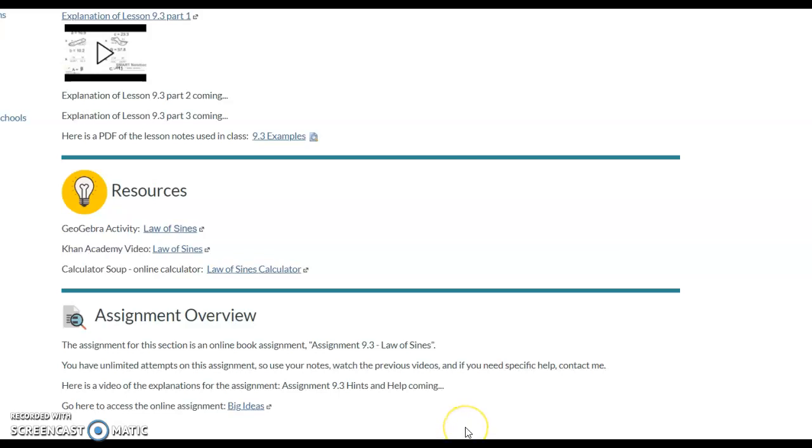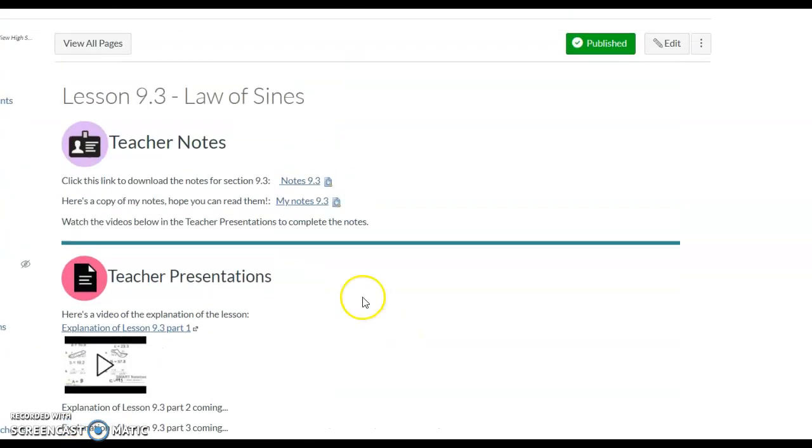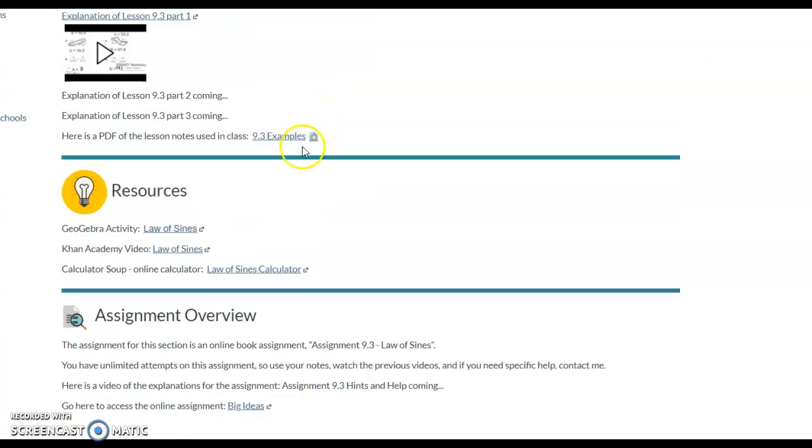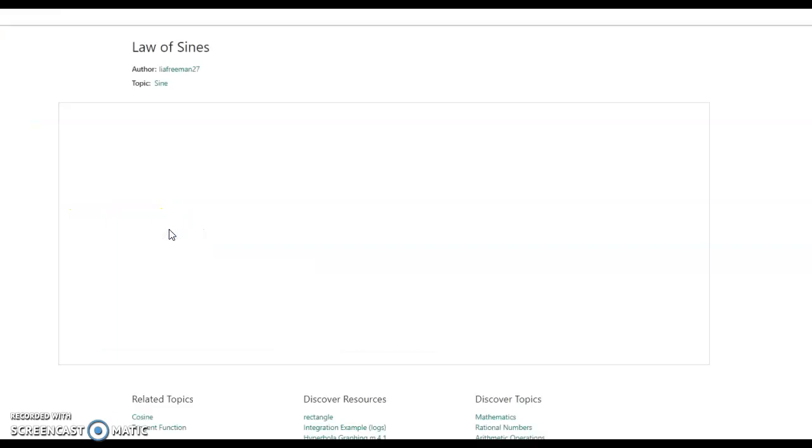We're going to start out by looking at this GeoGebra activity that's really kind of interesting. So I'm showing you on the lesson 9.3 page where you can find it. If you want to go there, that would be really great because it will help you understand this. And it's the law of sines, so you just click on this law of sines.